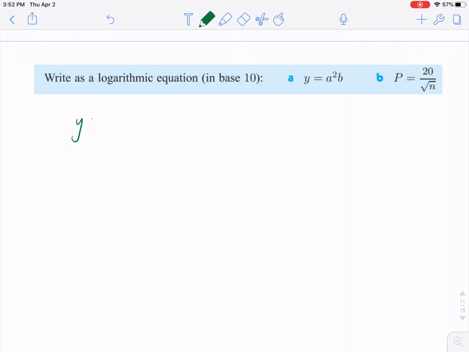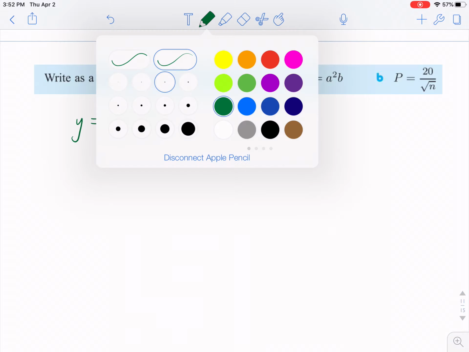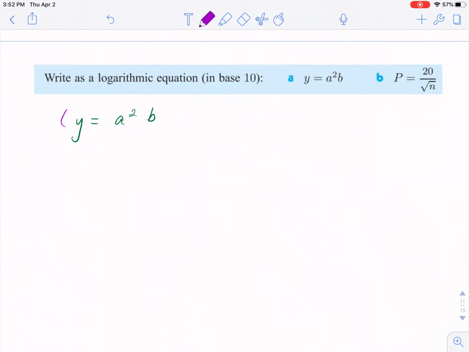If I have y is equal to a squared b, and I ask you to rewrite it as a log equation in base 10, we're going to do that thing that I talked about, which is take the log of both sides base 10. Now I'm not multiplying. It's kind of like taking the square root of both sides. We're not multiplying it by a square root symbol, we're actually doing the square root. So we're actually doing the logarithm of both sides. That leaves me on the left side with the log of y, and on the right side, the log of a squared b.